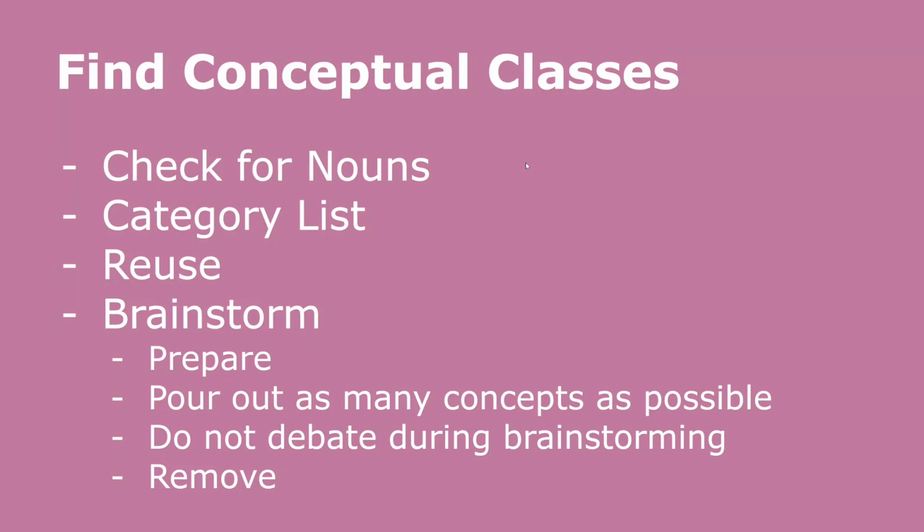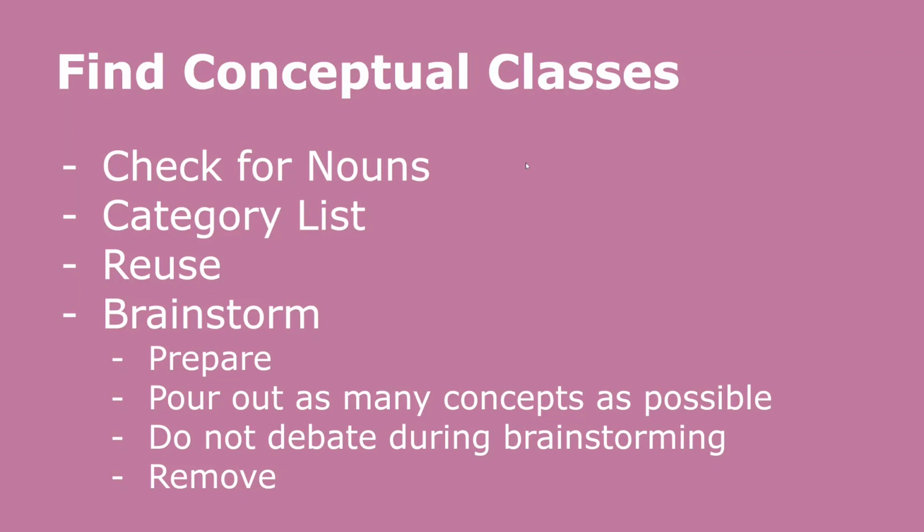Basically, you can check for nouns in requirements or when talking to experts. When they talk about something, note it down, and this is a candidate for a conceptual class. There are also category lists in the course literature that can be an inspiration. If you already have an existing domain model, you can of course reuse the conceptual classes from that model. And finally, use brainstorming to get as many conceptual classes out there as possible.